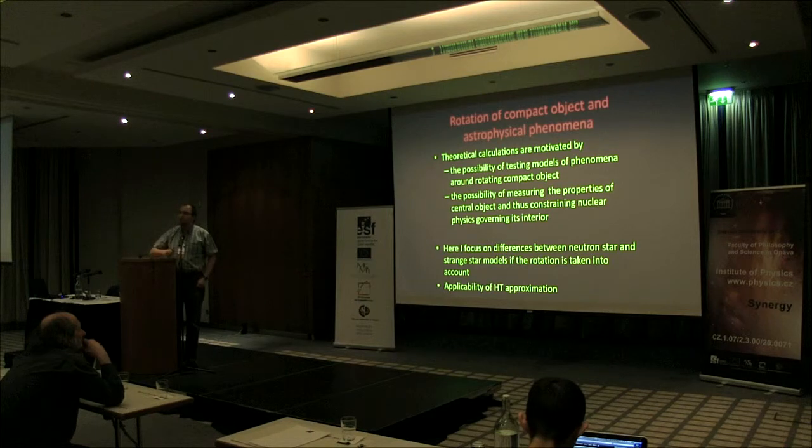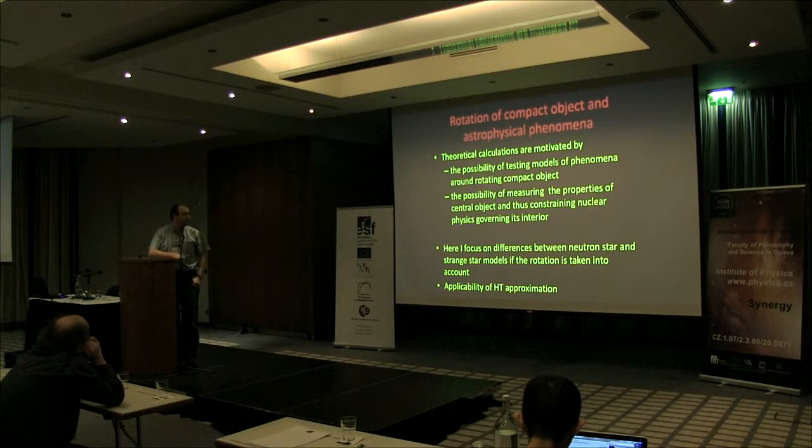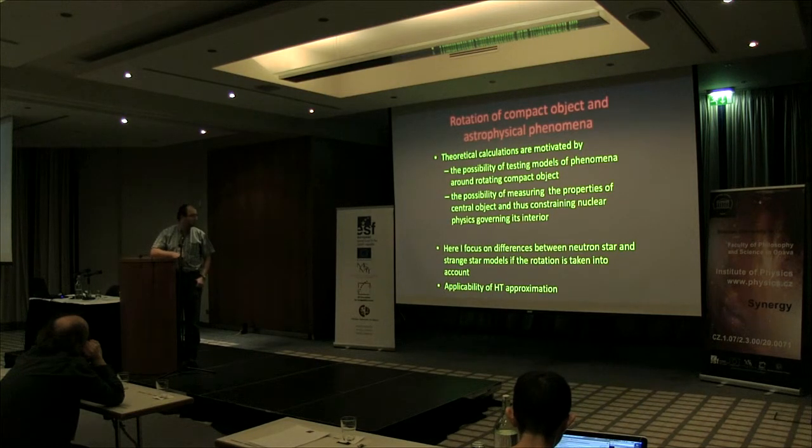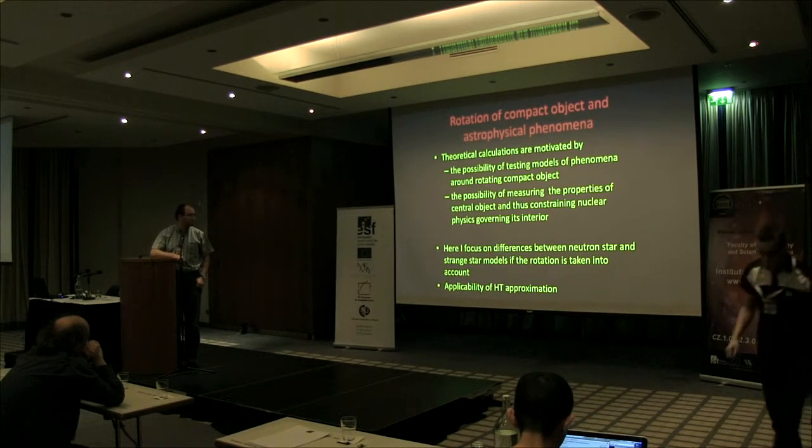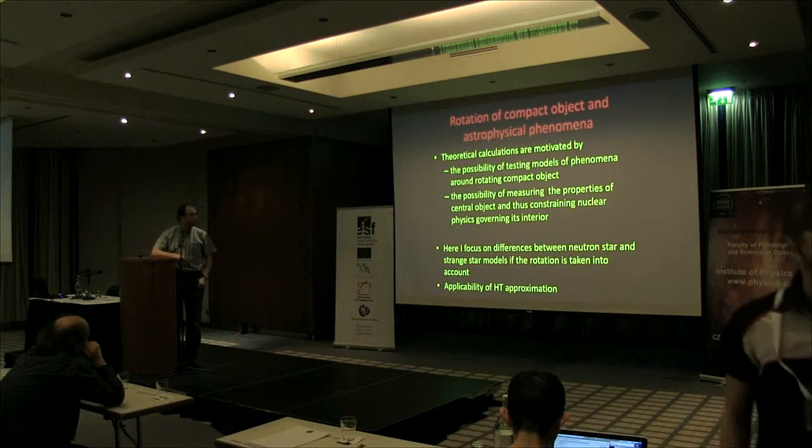Of course, if we will know the exact model for observed phenomena, we can go backwards and we can end at the model of a rotating neutron star, and we can test the equation of state of the neutron star matter. Here I focus on differences between neutron stars and strange stars, if the rotation is taken into account, and also I will say a couple of words about applicability of approximation that we have used.